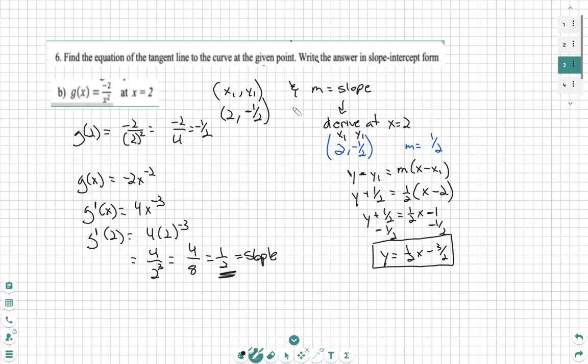So again, a recap: find a point x, y, and find the slope, which is the derivative at that point of x, and then put it all together, and you are done.